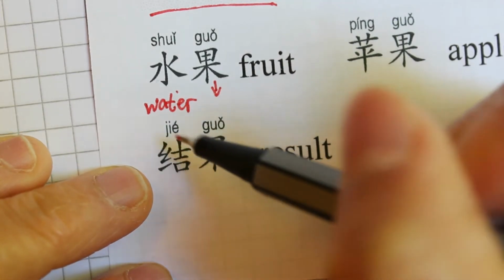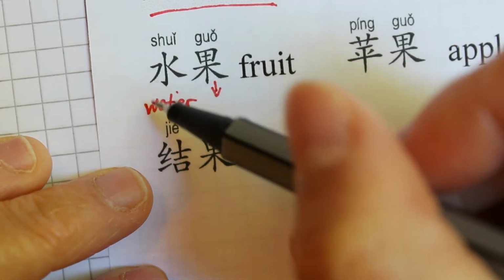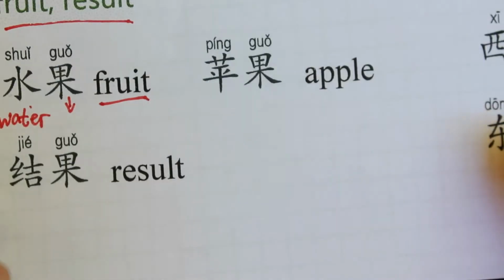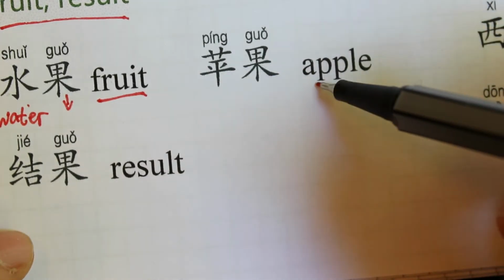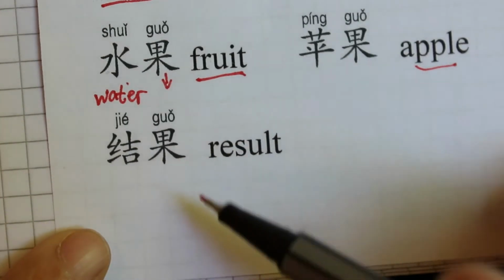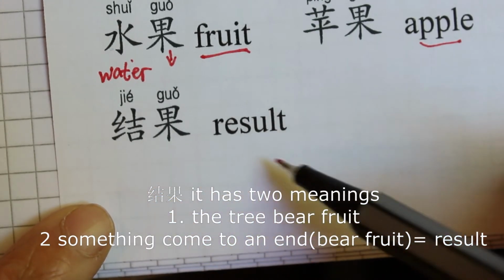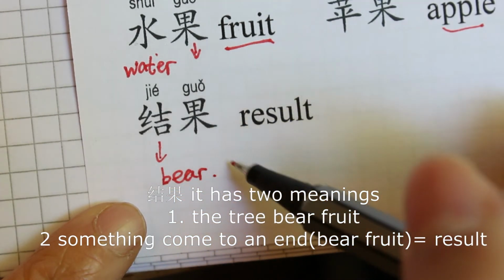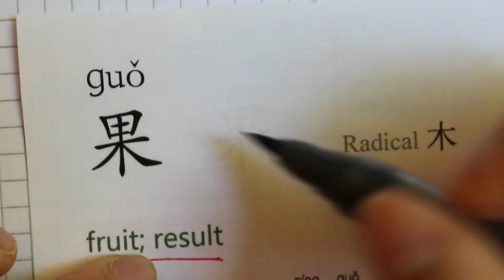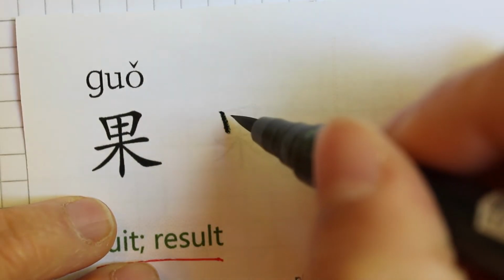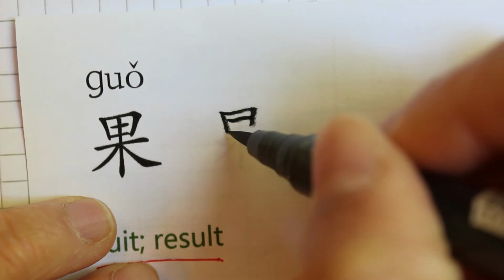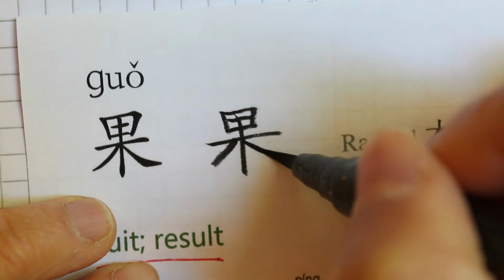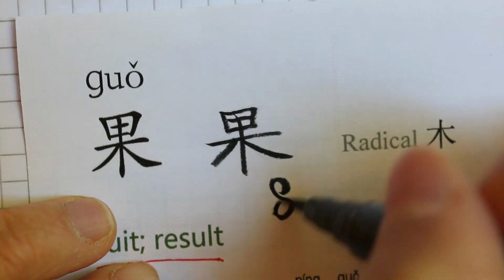果 means the fruit, right? So the fruit that is full of water is 水果. And the next one, 苹果, means apple. And the next word is 结果, means the result. Actually, 结 here means bear, bear the fruit. 1、2、3、4、5、6、7、8。So 果 has 8 strokes.